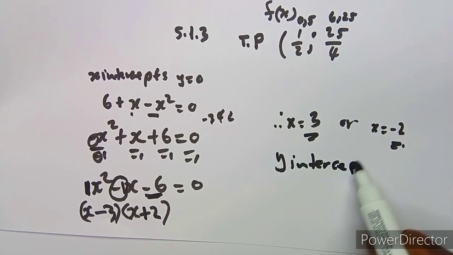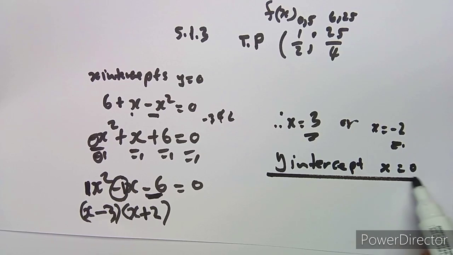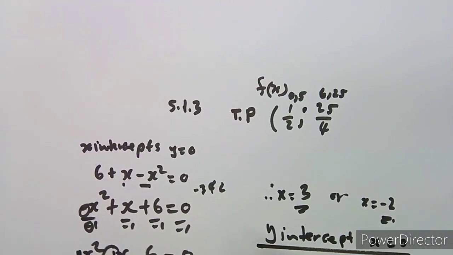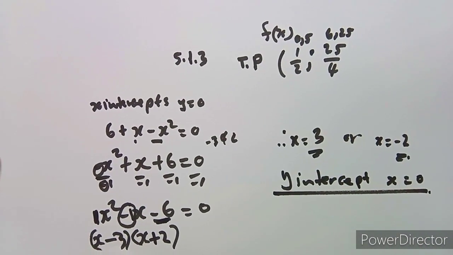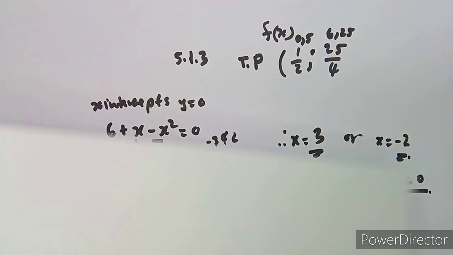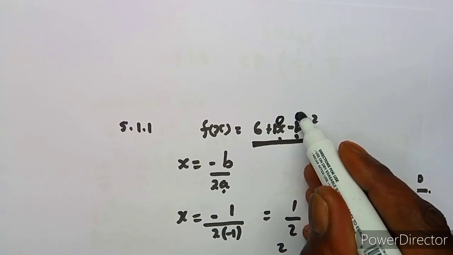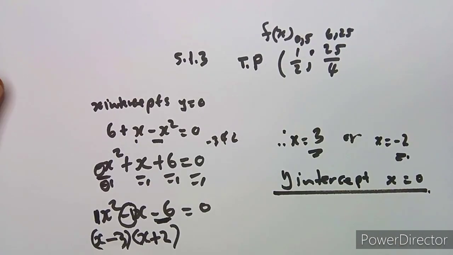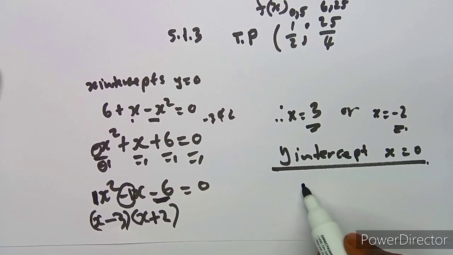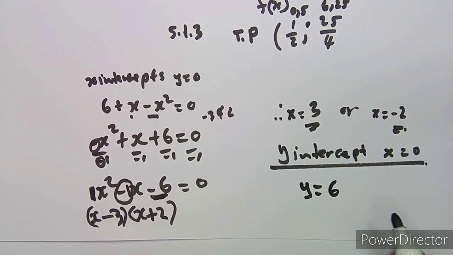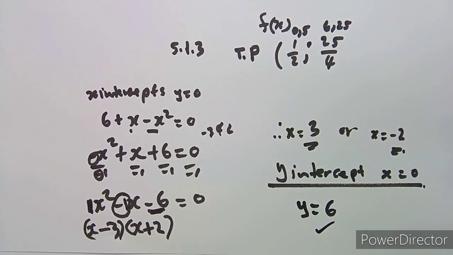Then we've got the y-intercept, which is at x is equal to 0. By just looking at this function that we have here, if we substitute x is equal to 0, we're going to be left with 6. So definitely y is going to be 6 there. If x is equal to 0, y is going to be 6. So the y-intercept is there, the turning point is there, the x-intercepts are there. Now at least it can make sense for us to sketch this.